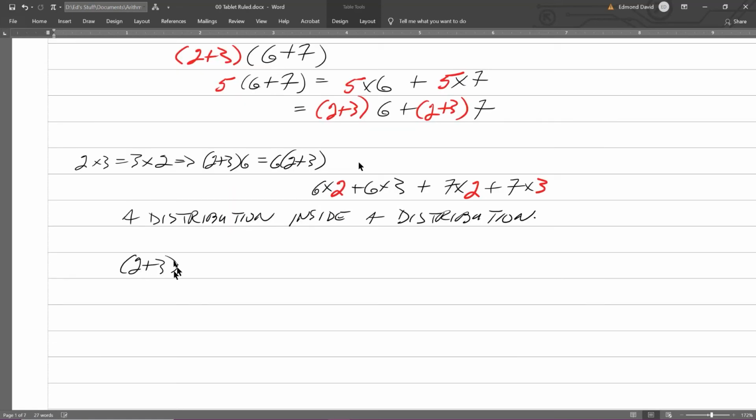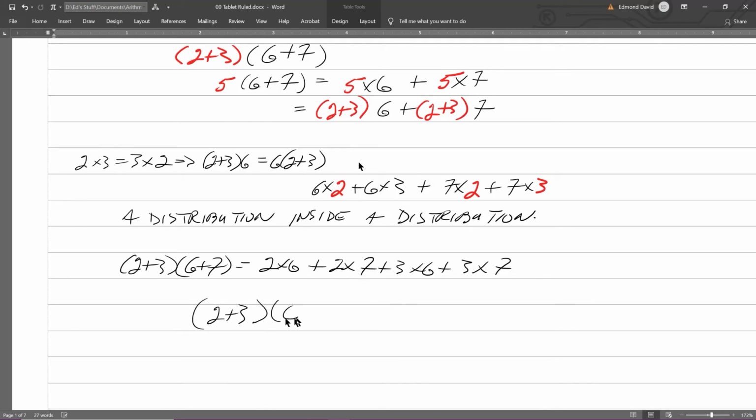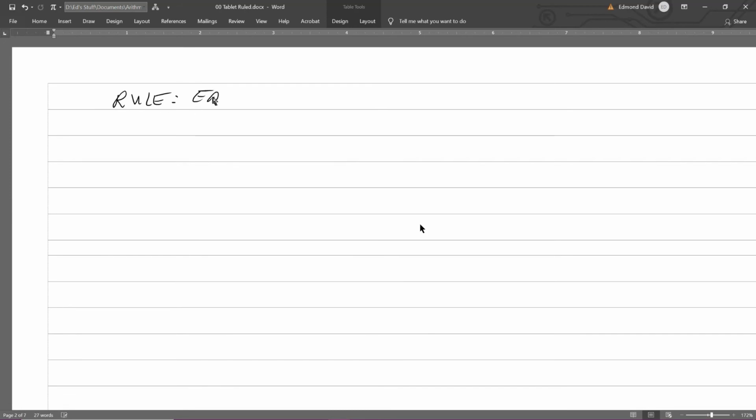Let's reorganize our result like this. 2 times 6 plus 2 times 7 plus 3 times 6 plus 3 times 7. In other words, each term of the first group multiplies every term of the second group. Again, the rule is each term inside the first group multiplies every term inside the second group.